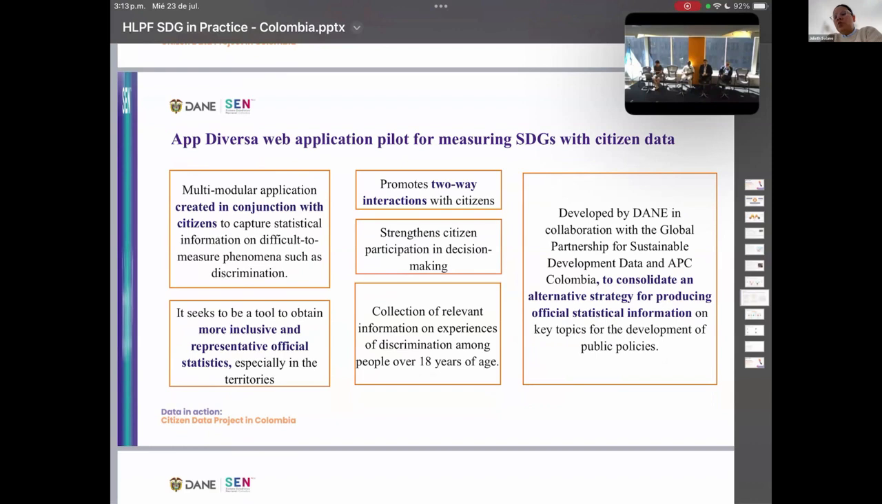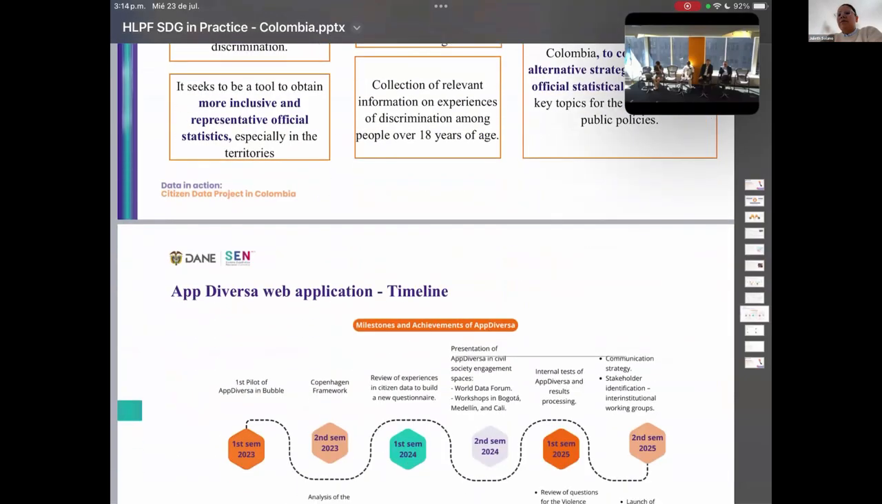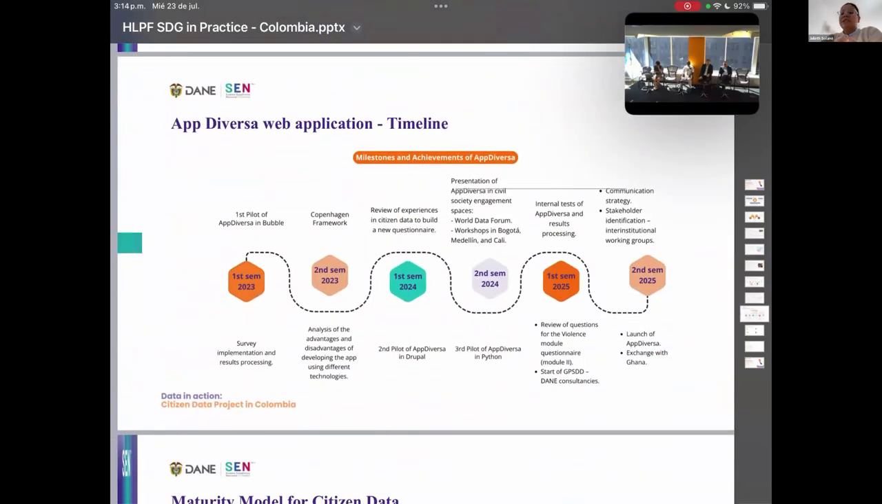The third initiative I want to talk about is the App Diversa. It's a web application through which we hope to measure SDG indicators, particularly the ones that are related with perception. So we are working right now in the collection of relevant information on experiences of discrimination among people over 18 years. And this strategy is being developed with the engagement of the civil society organizations. We are discussing the questions, the structure of the questionnaire, how the application should work to facilitate the engagement of the citizens, and we hope to have a pilot by the end of this year.